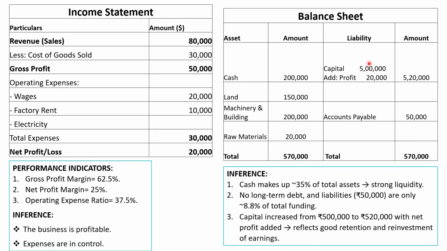And when Clue started, it started with a capital of 5 lakhs. And now that has increased from 5 lakhs to 5 lakhs 20,000. So it's profitable, and net profit has been added to the capital. So it reflects good retention and reinvestment of earnings. So this is how end users will utilize the financial statements to make different kinds of decisions depending on the purpose or who the end user is.